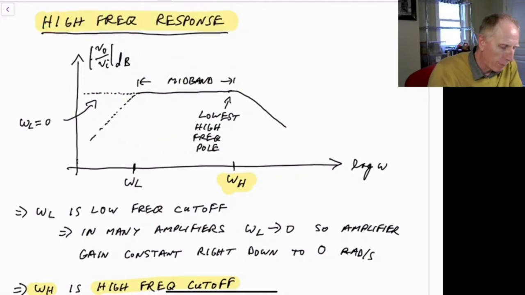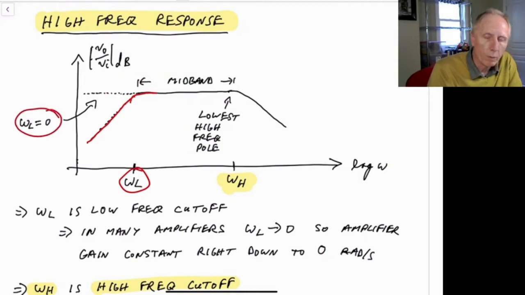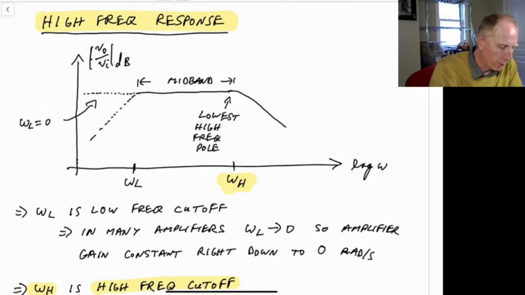As we've seen, an amplifier has some sort of response that would look something like this. Perhaps it has a low frequency zero. It would have a low frequency cutoff, which would be defined by omega L. In some cases, omega L goes all the way to 0. So omega L can go all the way to DC. And in that case, the low frequency response would look something along here. So it can be either here or here, depending upon whether there's a zero at DC or not.